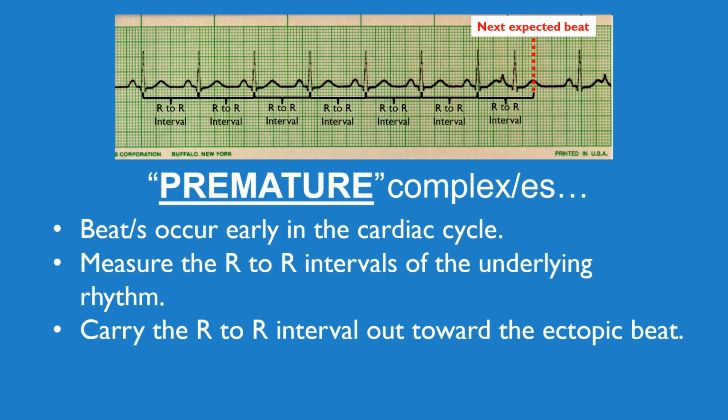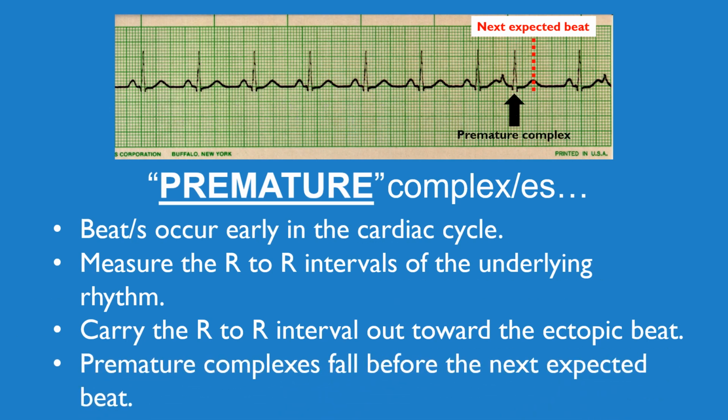And if that beat occurs before the next expected beat, it's a premature beat. If we look at our premature beat here, we know that it is coming before our next expected beat. So that's what makes this beat premature.